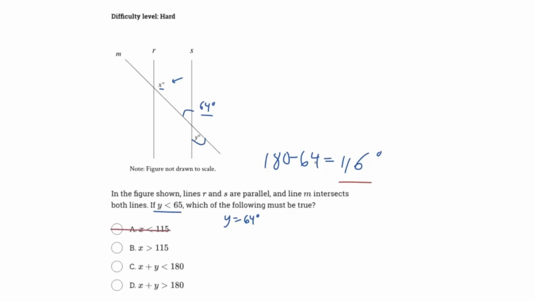If we were to lower this angle, which we would have to, if we had like 64.99, we would end up getting something like 115.0001, right? But let's see if B is true. B says X has to be greater than 115. Is that true? Well, we know that the biggest value of Y that we can have is 65, or not even 65, because it can't be equal to it. It would have to be like 64.999. And therefore, if we had 180 minus 64.999, etc., that would yield, what is that?